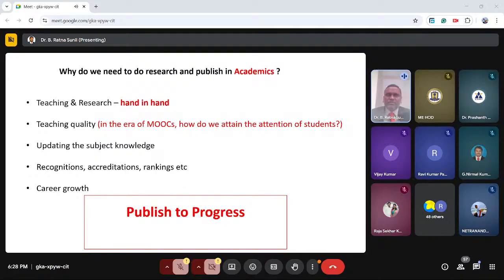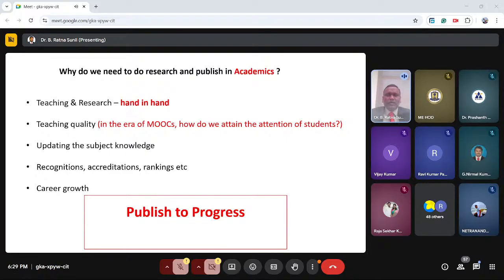For example, if I do some research on steels, I can teach the students interestingly, coupling the latest developments in steels along with the already established content in the specific topic. Therefore, teaching and research should go hand in hand. Then only will the students benefit, and we also justify the teaching assignment that we are doing.